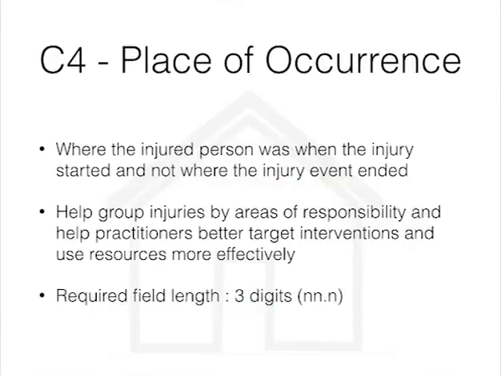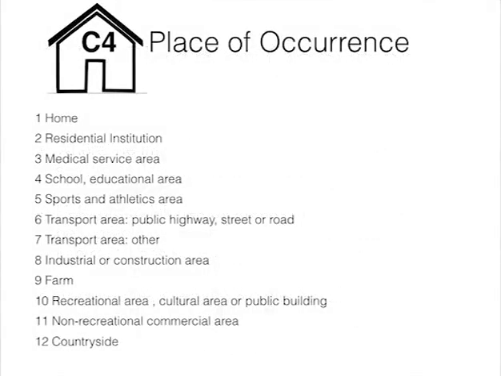The place of occurrence is where the injured person was when the injury event began, not when the injury event ended. The number of digits needed for classification are 3 digits. The following are some items included in the classification scheme of place of occurrence.